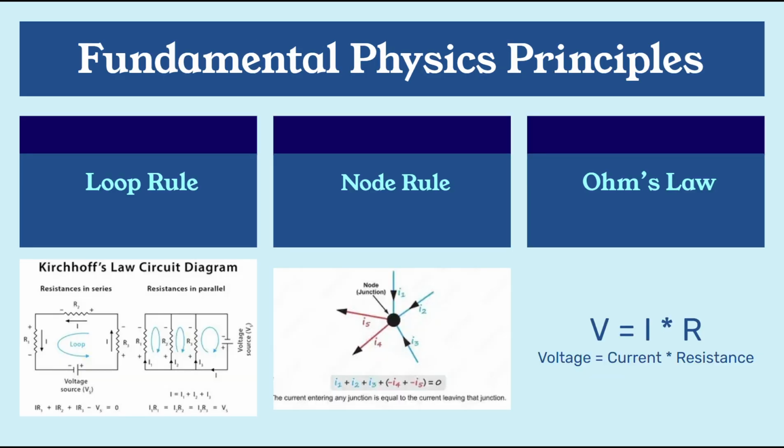Kirchhoff's loop rule states that potential difference across a loop in a circuit is zero. The node rule says that the sum of the currents entering a junction is equal to the sum of the currents leaving the junction. Ohm's law states that voltage is calculated by multiplying current by resistance.